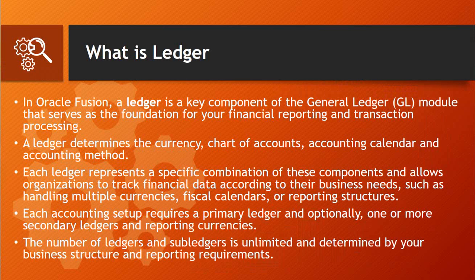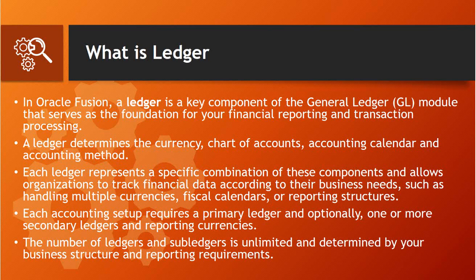First, we will discuss what a ledger is. In Oracle Fusion, a ledger is a key component of the general ledger that serves as the foundation for your financial reporting and transaction processing. Ledger determines the currency, chart of accounts, accounting calendar, and accounting method. Each ledger represents a specific combination of these components and allows an organization to track financial data according to its business needs, such as handling multiple currencies, fiscal calendar, or reporting structure.